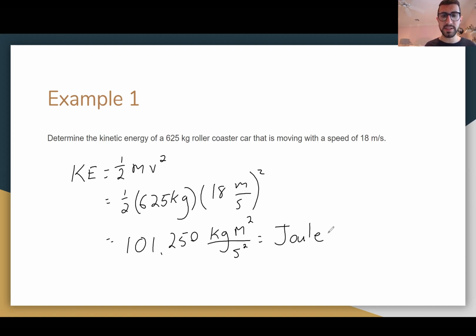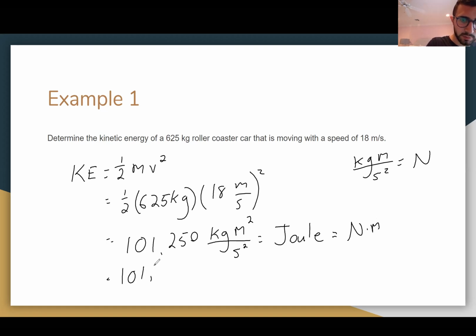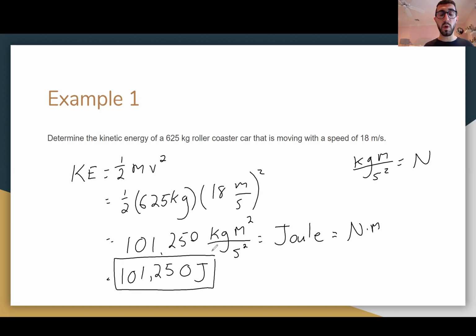Now, some of you might notice that a kilogram times meter divided by second squared is a Newton, because those are the units of mass times acceleration. That's the unit Newton. So a joule is also equal to a Newton times a meter. But the standard unit that we use for energy is joules, denoted by a J. So our final answer for the kinetic energy is 101,250 joules.